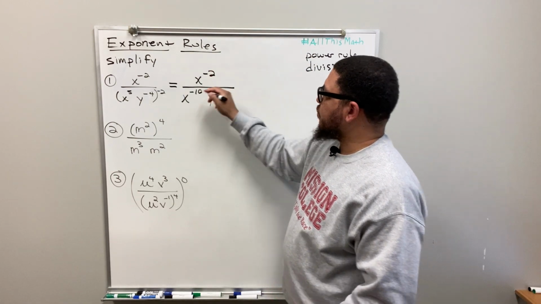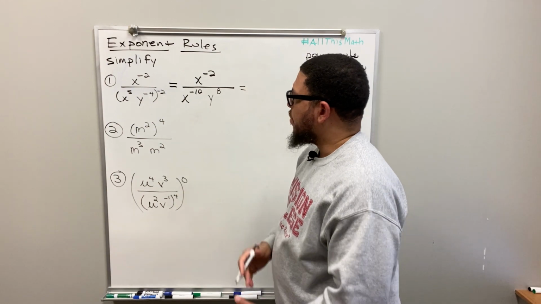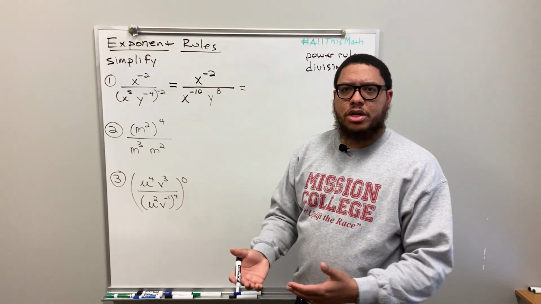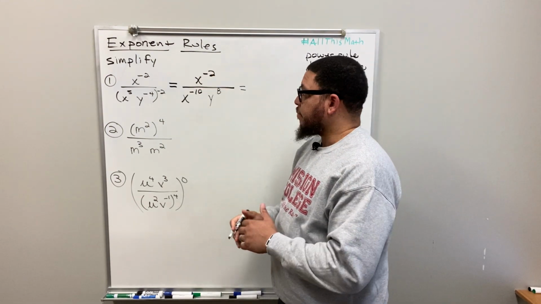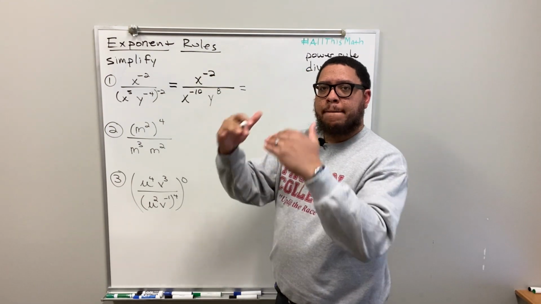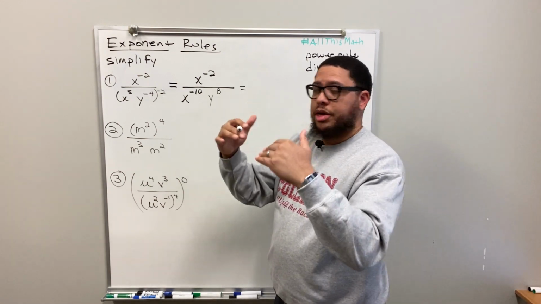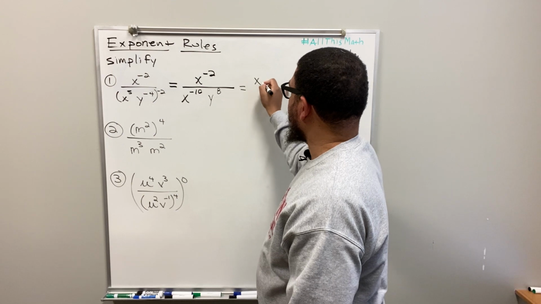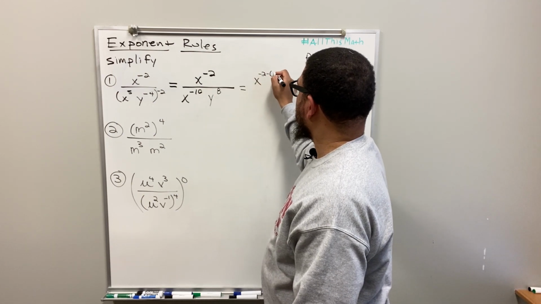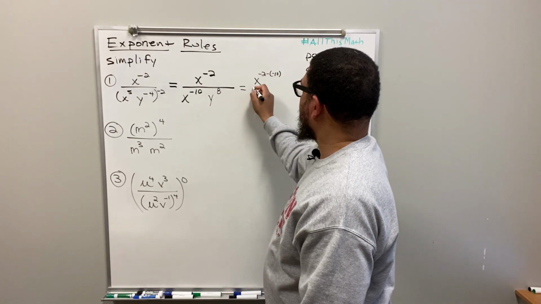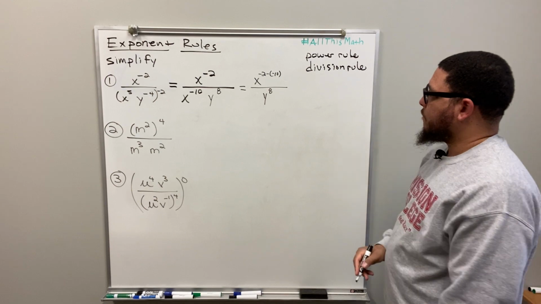So we do -2 minus -10, right? So that's going to be my next step. But then the question also should be, well, where does the x go? Does the x go in the denominator or does the x go in the numerator? When we use the division rule, we keep that variable or that term or that number in the numerator. So I'm going to write my x up here, and I'm going to have -2 minus -10 over y to the 8th, right?